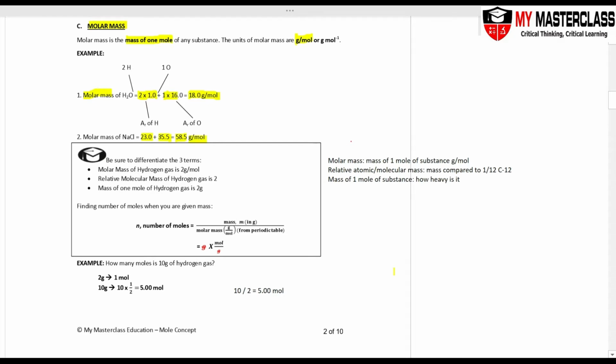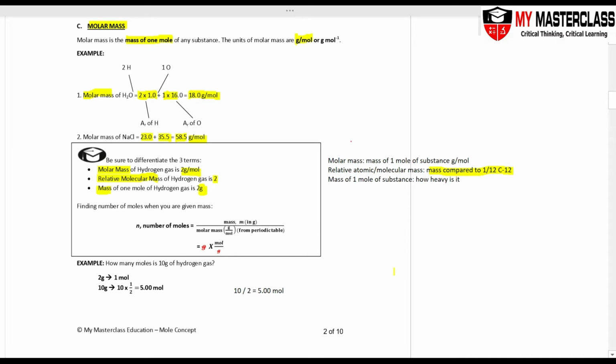Be sure to be able to differentiate these 3 terms. Molar mass of hydrogen, hydrogen is H2, is 2 gram per mole with the unit. Relative molecular mass of hydrogen is 2. So remember the word relative. Relative is I am comparing the mass to 1/12 of my carbon-12 isotope. So there's no unit, it is a ratio. And then the mass of 1 mole of hydrogen, because the question is asking what's the mass, the unit is in grams, 2 grams.